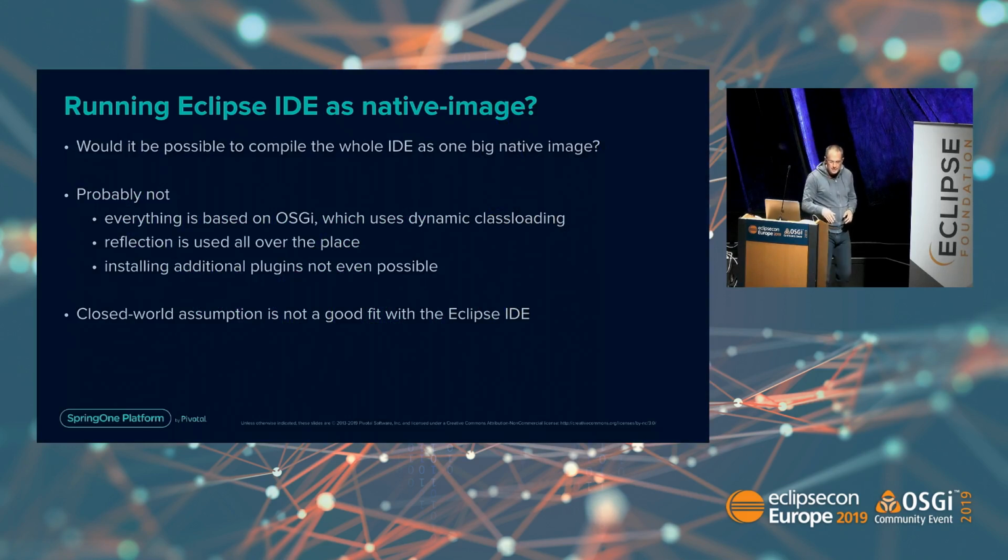Of course, the immediate question comes along: is it possible to compile the whole Eclipse IDE into a native image? Wouldn't that be awesome? Compile everything into a whole big, huge native image and execute that. It would start up immediately. That would be awesome, but probably difficult because it's all based on OSGi, and OSGi is all based on dynamic class loading. And maybe you're used to installing additional plugins, which would not be possible in a native image anymore. So I don't think native image building really applies to the whole Eclipse IDE.